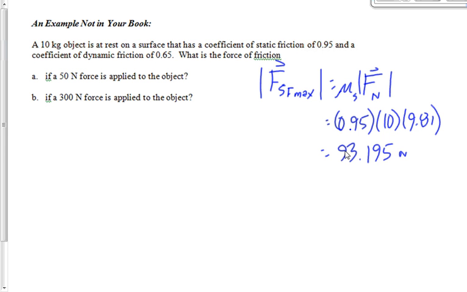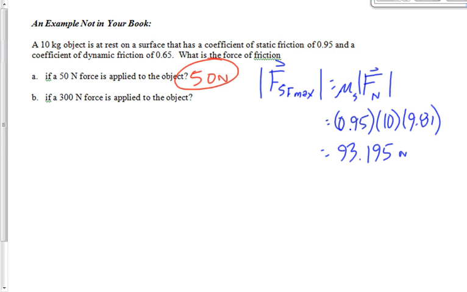Okay. If I push it that hard, it stays at rest. If I push it a tiny little bit more, it moves. That's the maximum possible static friction force. If I don't exceed that, it doesn't move. And if it doesn't move, it's static friction. And static friction is simply the value that I'm pushing with. So it's 50 newtons.